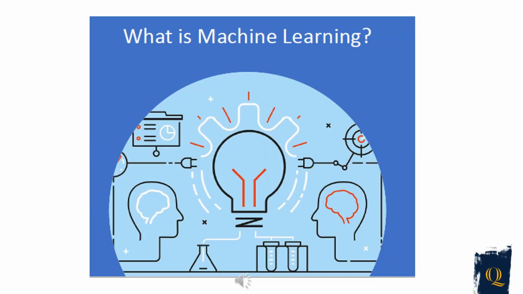Let's begin with the question, what is machine learning? Machine learning is a branch of artificial intelligence that focuses on the use of data and algorithms to imitate the way you and I, humans, learn and gradually improving its accuracy over time.